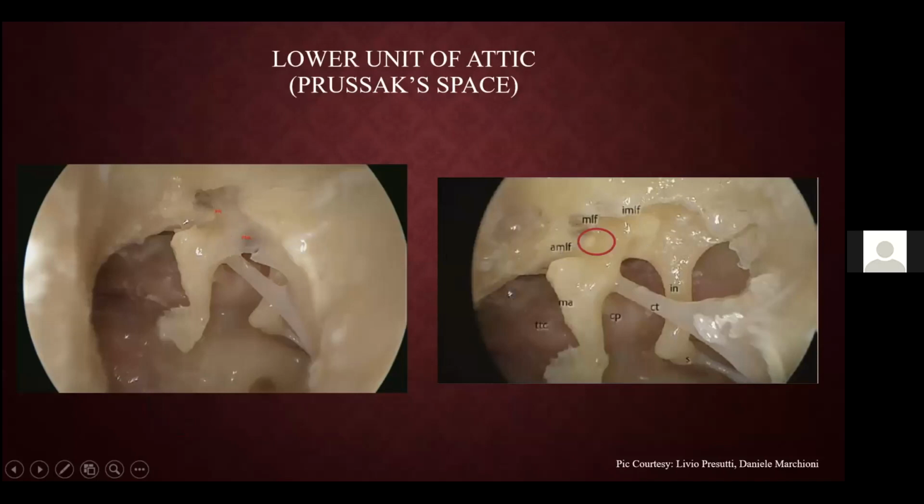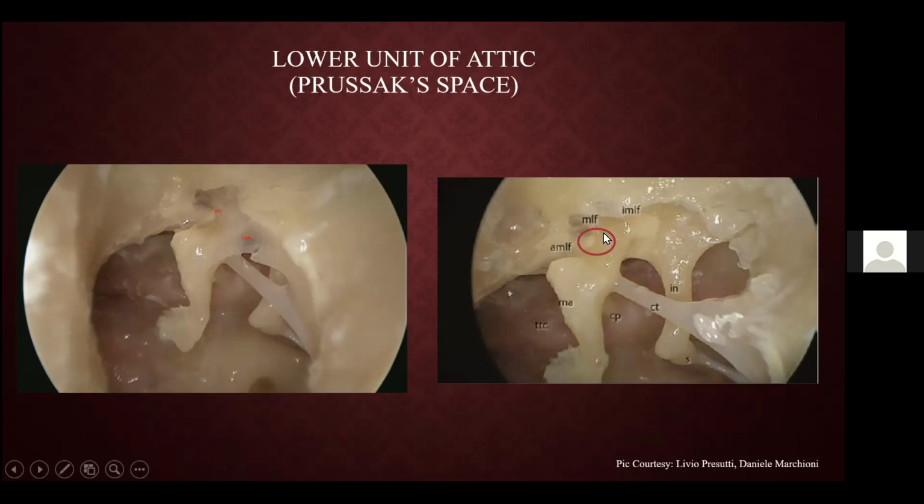If we remove all this tegmen and the outer attic wall, we can see this is the lower unit of the attic, that is the pars flaccida we are referring to here, and this is limited anteriorly by the anterior malleal fold, superiorly by the lateral malleal fold, and we know the floor is formed by the neck of the malleus and laterally by the pars flaccida. But there is no communication between the upper unit and the lower unit because the epitympanic diaphragm is there.